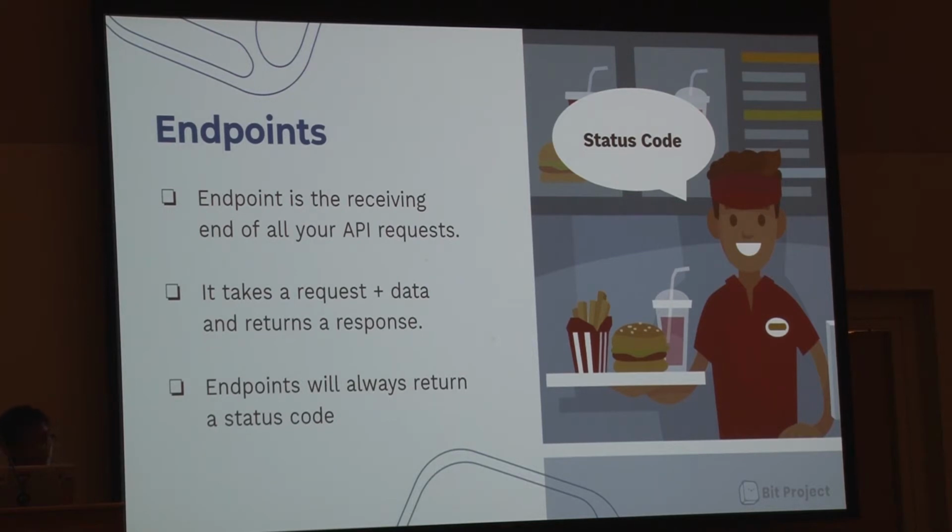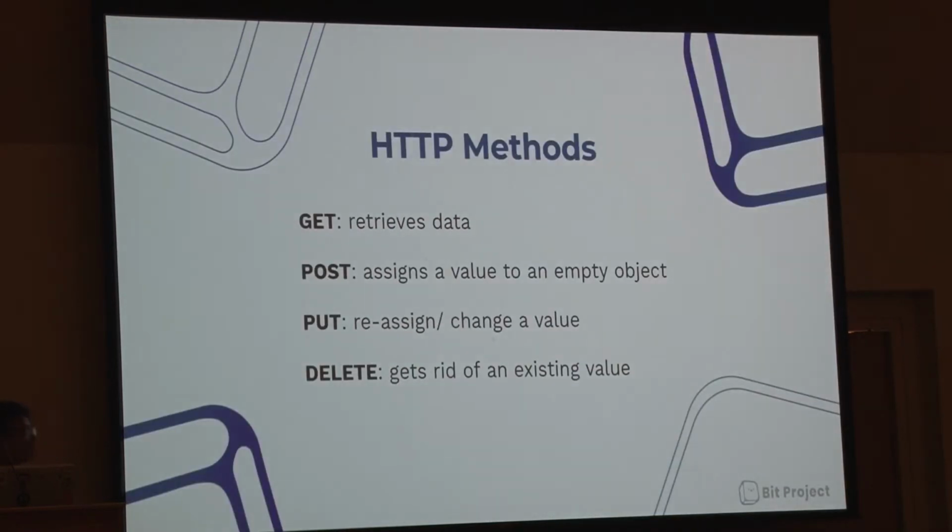Before I keep continuing, are there any questions? Yes? Oh yeah, sure. So maybe I went through this a bit quickly. I can briefly talk about this. Get is basically you get data. Post is like you're assigning a value to an empty object. That basically means you're making a new object, new data, and you want to post it to the server. After you post it to the server, let's say you want to edit that existing data. That's what put is for, and delete is just deleting the data that's already there.